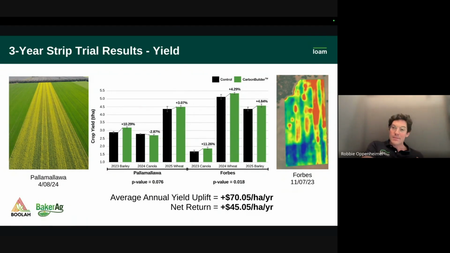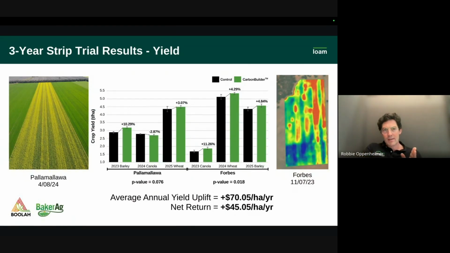Moving from some academic work to some of these large-scale strip trials, where we can see what happens at commercial scale. These are strip trials on the order of 30 to 40 hectare scale. And the trial design for these, so you're able to follow along, is basically treated, untreated, treated, untreated, treated, untreated, alternating strips across a paddock with CarbonBuilder application, the commercial CarbonBuilder formulation in the treated strips, and an uninoculated control with obviously the same variety and same fertilizer treatments and everything else held constant.